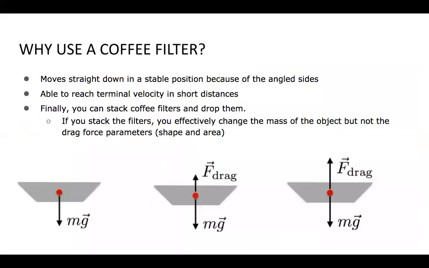Why use a coffee filter for this lab? Coffee filters are able to move down in a stable position because of their angled sides. They're also able to reach terminal velocity in short distances. Another thing about them which is attractive for this lab is you can stack the coffee filters and change the mass of the object, but not necessarily the drag force parameters like shape and area.